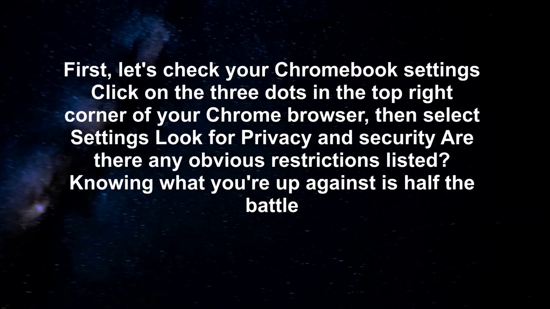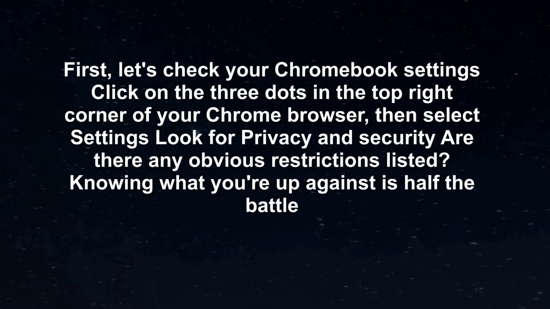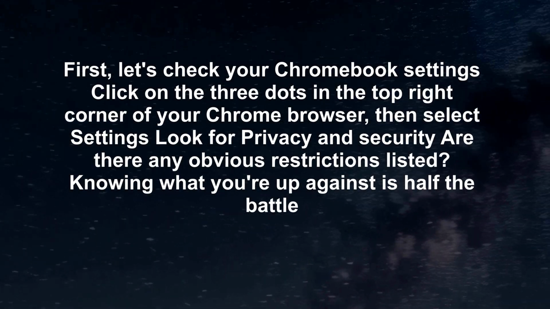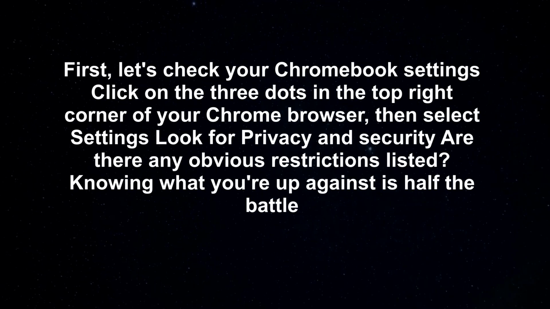Click on the three dots in the top right corner of your Chrome browser. Then select Settings. Look for Privacy and Security. Are there any obvious restrictions listed? Knowing what you're up against is half the battle.